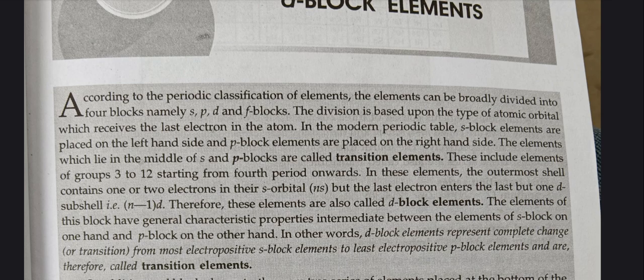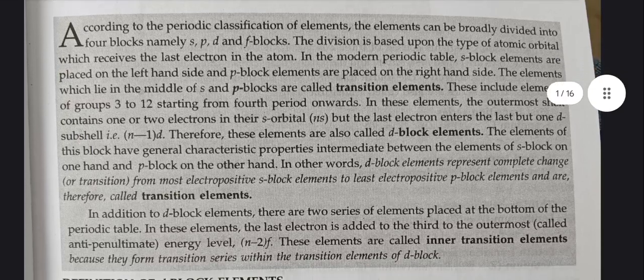The elements which lie in the middle of s and p blocks are called transition elements. These are the elements of groups 3 to 12 starting from 4th period onwards. In these elements, the outermost shell contains 1 or 2 electrons in their s orbital, but the last electron enters the last but one d subshell, (n minus 1)d. Therefore, these elements are also called d block elements.